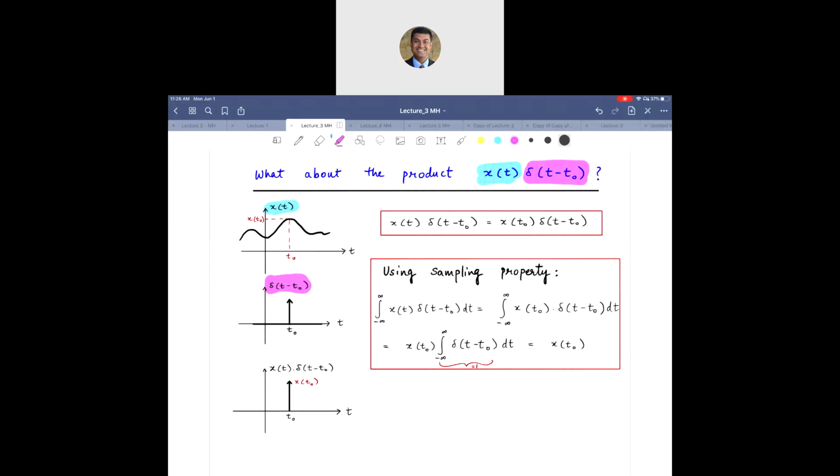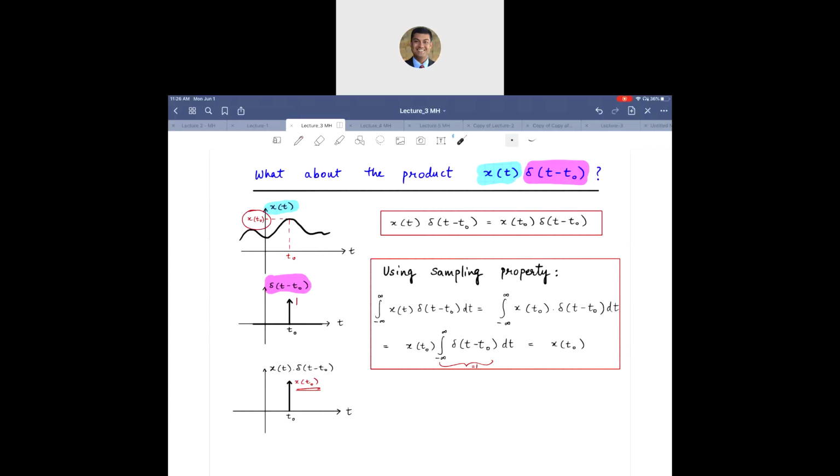I've seen a lot of students represent this product over here as simply x of t0. No, when you integrate, yes, you get x of t0, which is the sampling property before. But if you're not integrating, then you still have to include delta of t minus t0. It's still an impulse after you multiply. So all you're doing is you have changed the weight of that impulse. Over here, the weight was 1. You have changed that weight to x of t0, which is that guy right there.